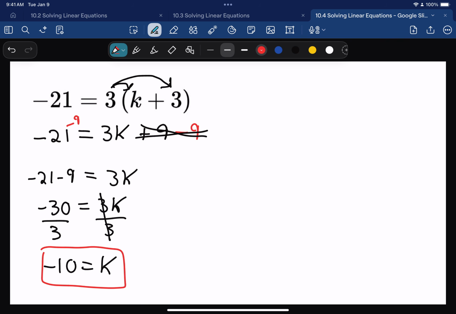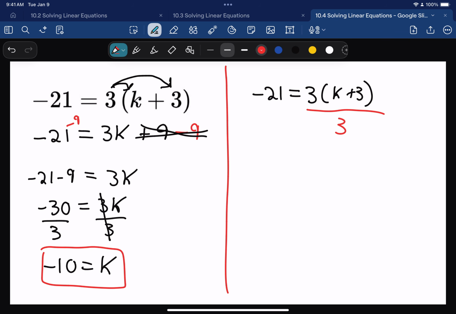Now let's do the same thing by dividing first. So negative 21 equals 3k plus 3. So the first step is we're going to divide. This is the other way, okay? So these are two separate ways. So we're going to divide by 3.